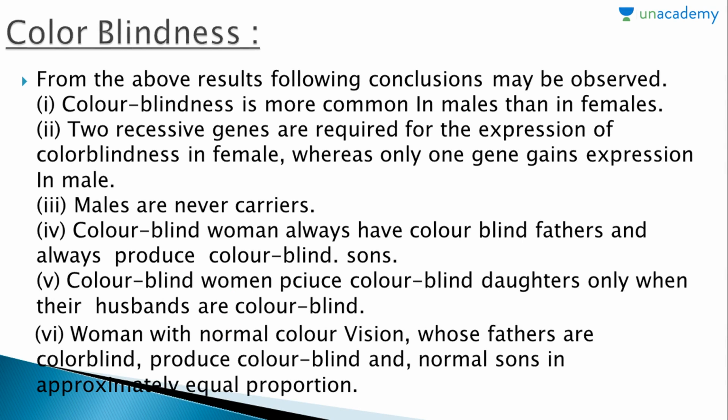Now, from the above results, the following conclusions may be observed. Color blindness is more common in males than in females. Two recessive genes are required for the expression of color blindness in females, whereas only one gene gains expression in males. Males are never carriers. Color blind women always have color blind fathers and always produce color blind sons. Color blind women produce color blind daughters only when their husbands are color blind. Women with normal color vision whose fathers are color blind produce color blind and normal sons in approximately equal proportions.